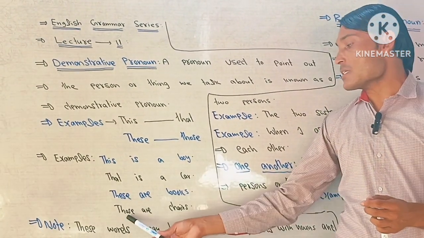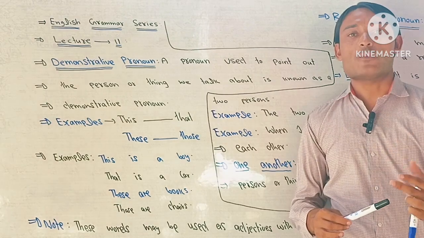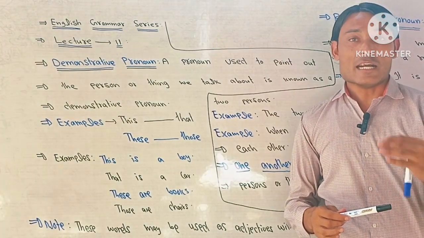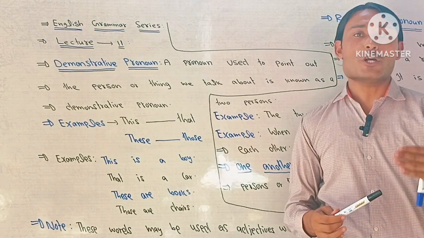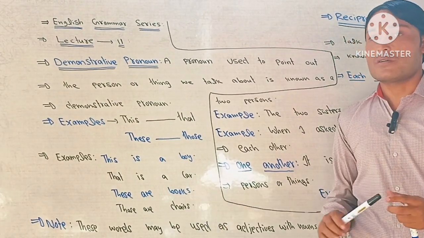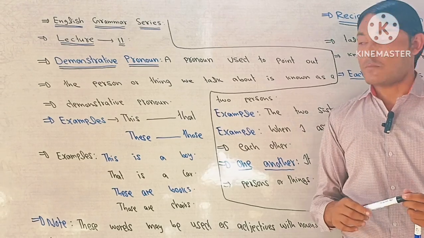Next one is called those. Those is the plural of that. It is used to point out someone or something that is far from the speaker, more than one person or people. For example, I say those are chairs, and I say those are boys.